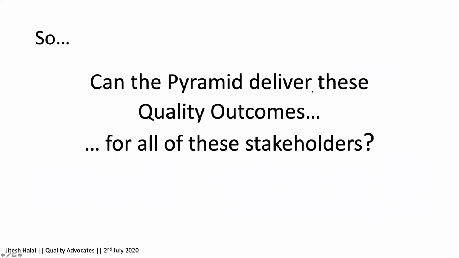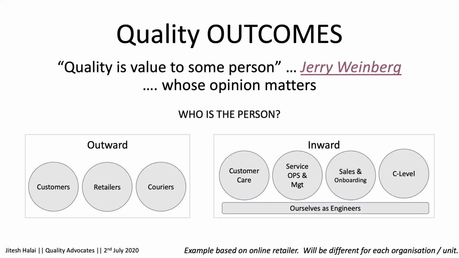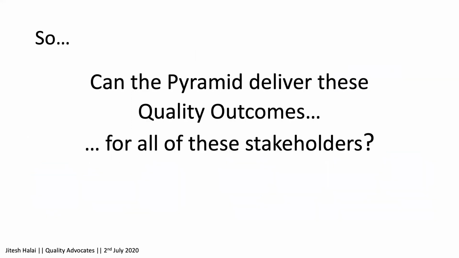Let's move on. So in terms of the outcomes, there are these quality outcomes we want for these individuals whose opinion matters to us. So how can the pyramid help us deliver this, and for all these stakeholders?